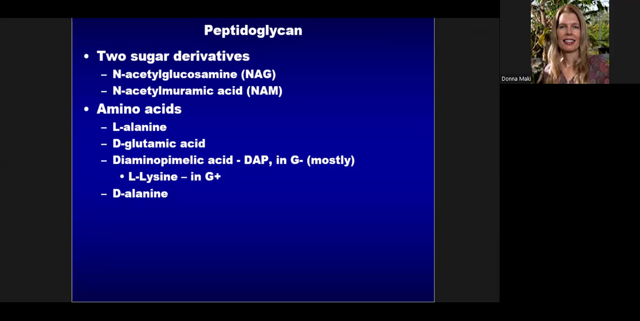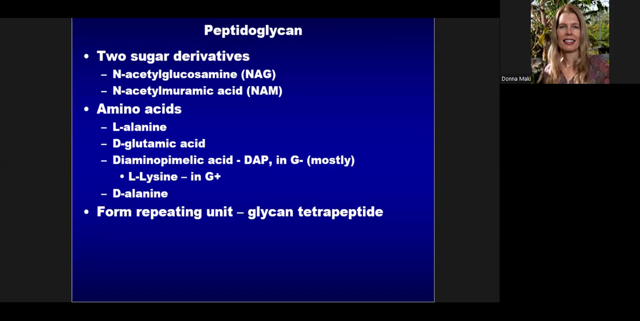But then depending on if they're gram-negative or gram-positive, they might have DAP or L-lysine. Now, those amino acids, so there's four. You have the L-alanine, D-glutamic acid, one of these, and then D-alanine. So there's four amino acids that hook on to one of the sugar derivatives. So 4 means tetra. So they often refer to it as a glycan tetrapeptide.